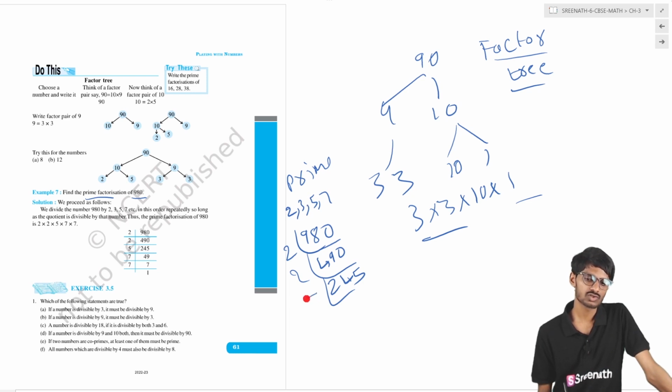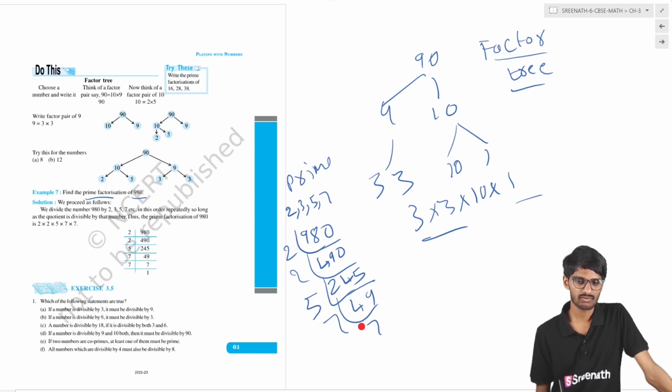Next thing is 5, so there is 5, we can divide with 3, so there is 4 and 9. So next thing, if you divide it with 5, not possible, but you can divide it with 7, so that is 7, 7s are 5. Again you can divide it with 7, so like that. So we call it 2 into 2 into 5 into 7 into 7.